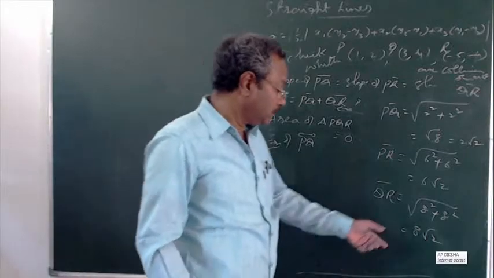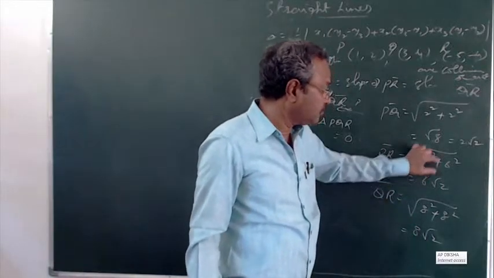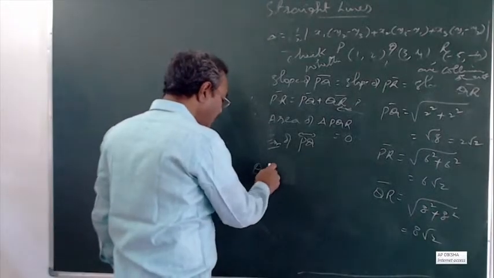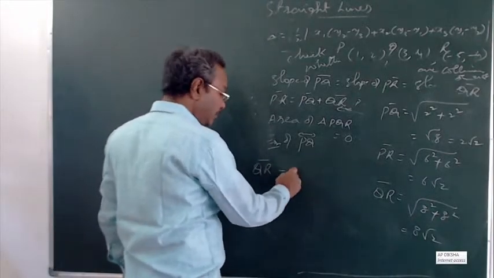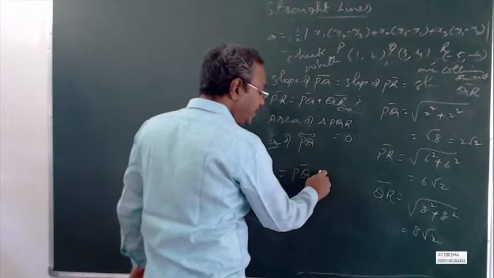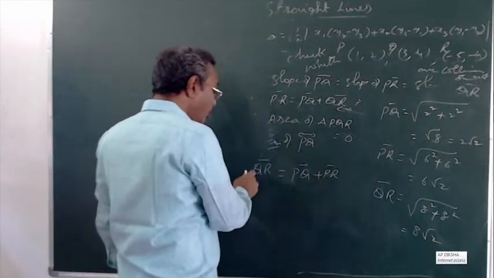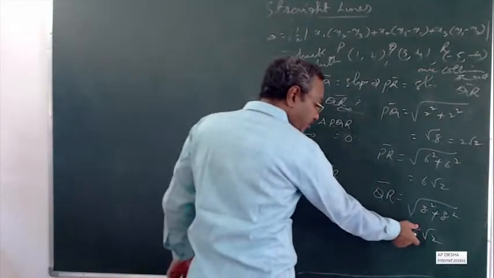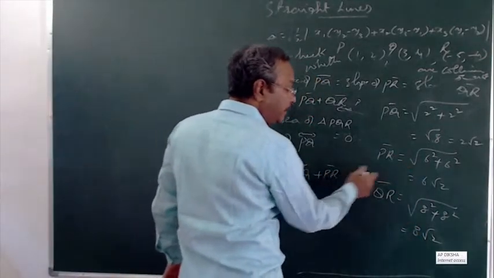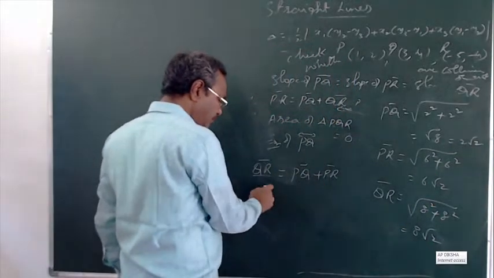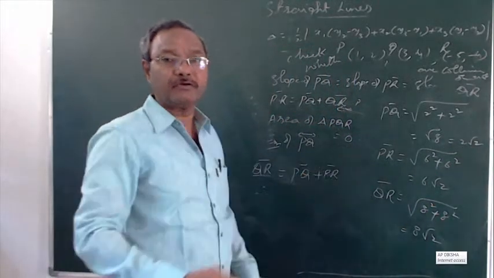Now look, this is 8 root 2, this is 6 root 2, this is 2 root 2. You can see that QR is exactly equal to PQ plus PR. So we can see that QR, that is 8 root 2, is exactly equal to PQ plus PR, that is 2 root 2 plus 6 root 2, which is 8 root 2. Therefore, all the 3 points are collinear.